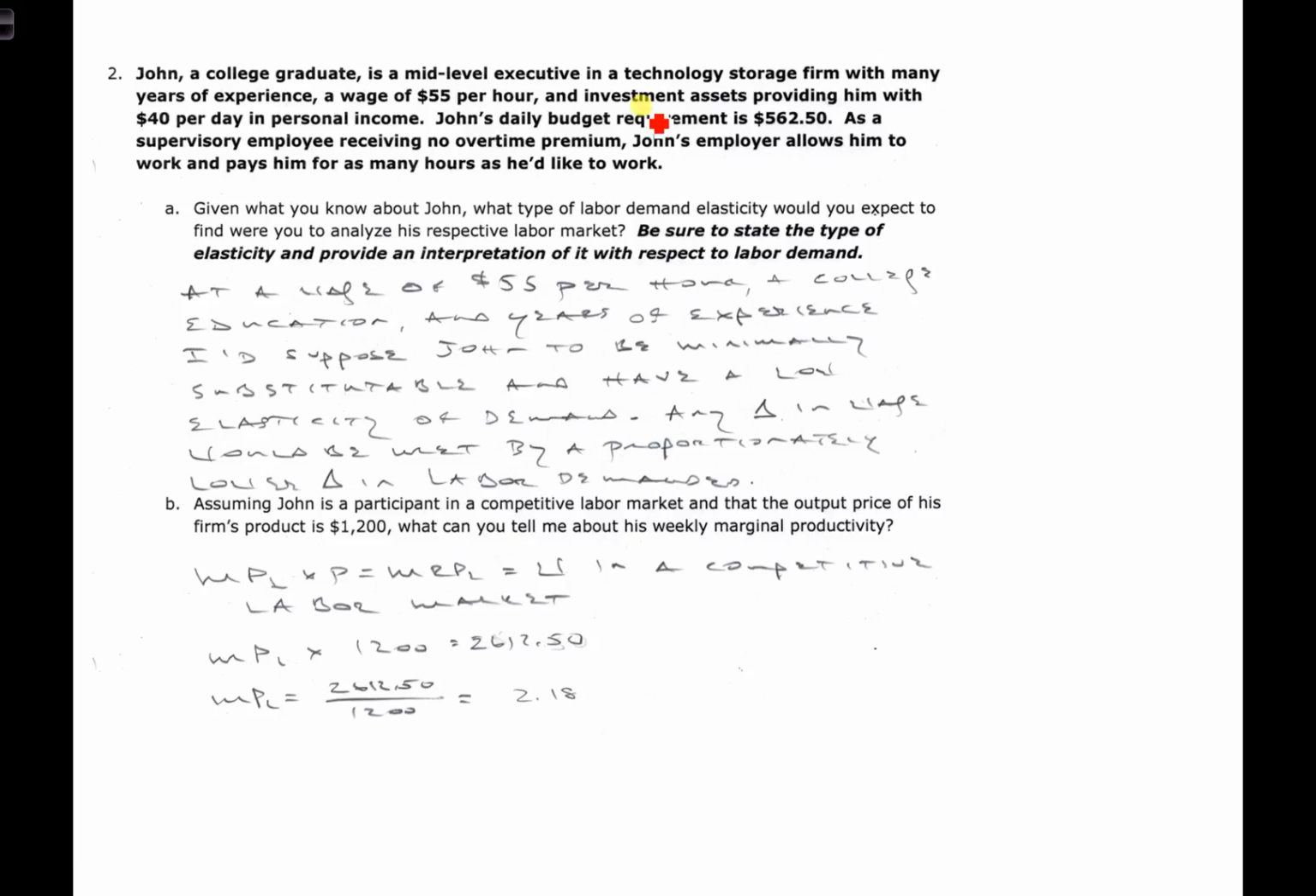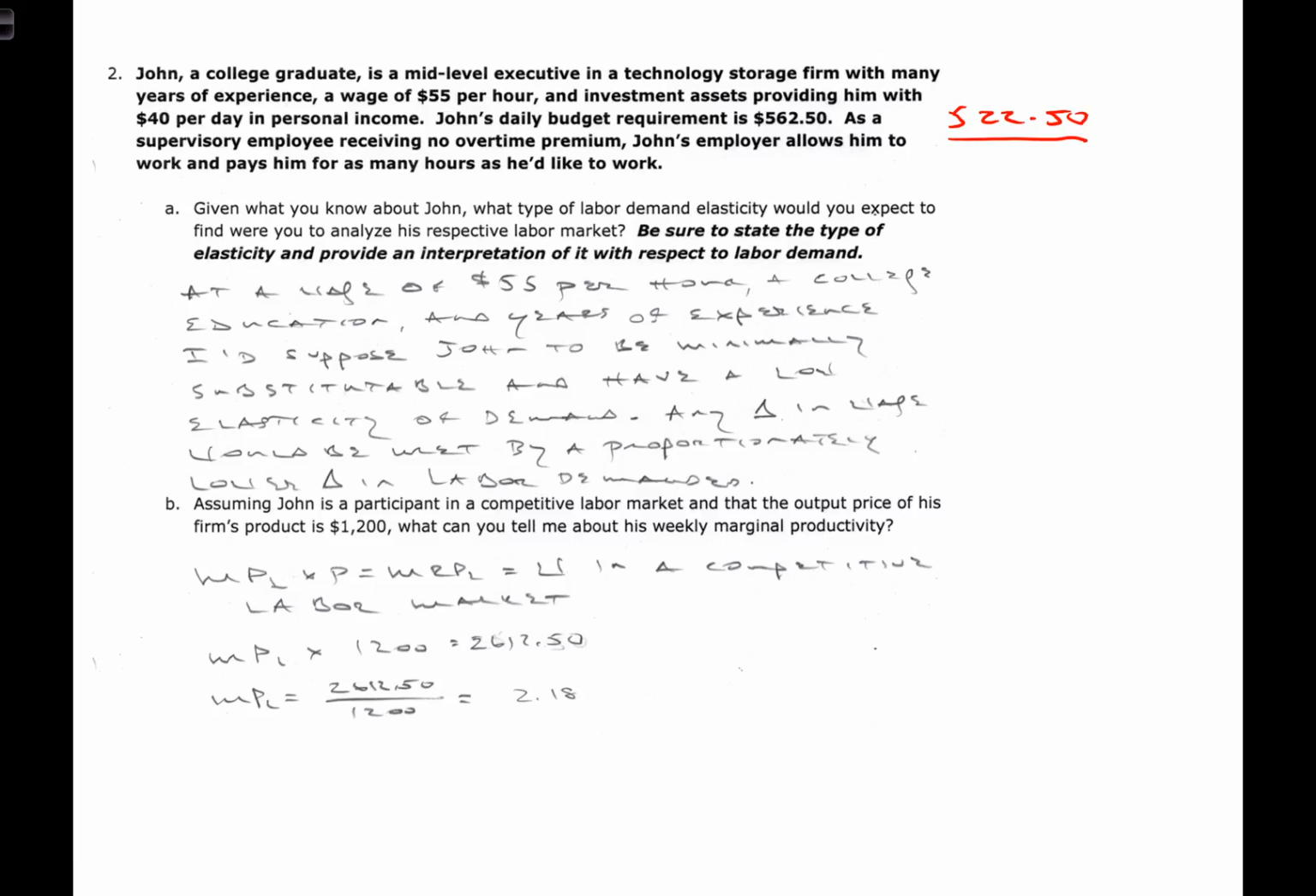John has an investment providing him with $40 a day in personal income. That might also be thought of as an endowment, a $40 a day endowment. John's got a daily budget requirement of $562.50 a day, which, if he's got a $40 endowment, means that from working, he needs to come up with $522.50 a day. Okay? And his supervisory position doesn't allow him to receive any overtime. That's important to us. And then John's employer allows him to work as many hours as he wants and pays him for working all those hours.